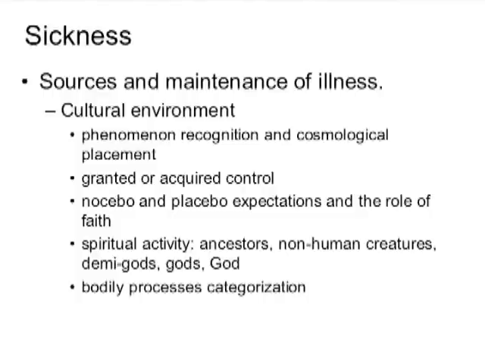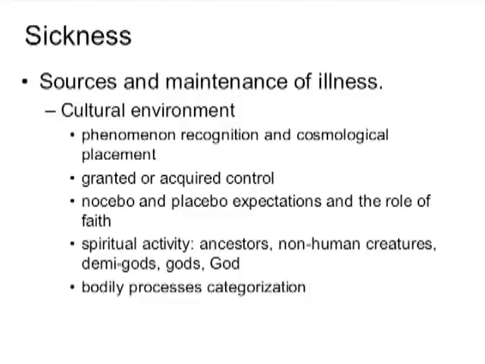We also have illnesses that are related to the cultural environment around us. Some of these include recognition of different kinds of phenomena, and cosmological placement. Those of you who follow your horoscope, and every once in a while you'll see that your horoscope says, oh, this is not a good time to do such and such, that's saying that if you did that, you might become ill. And that's a cosmological interpretation of illness.